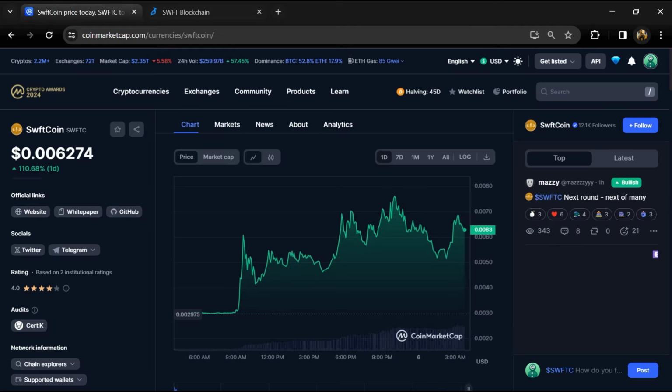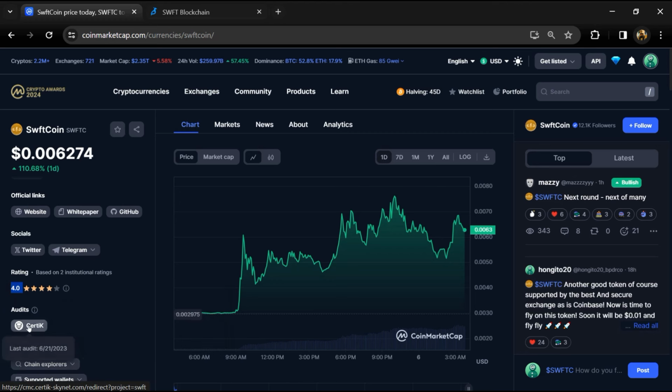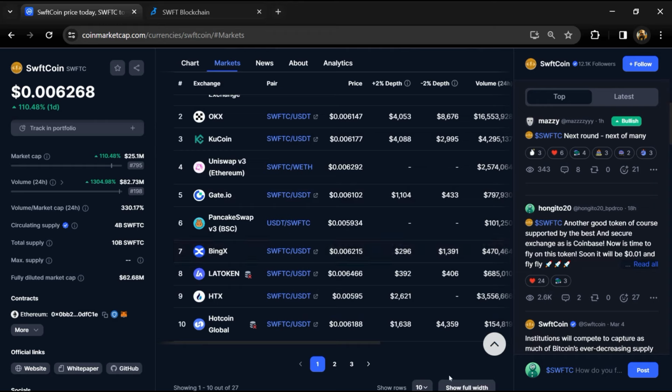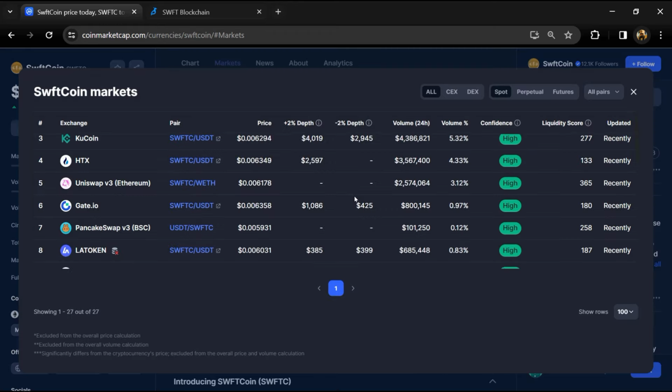Swift project institution rating is 4 and this project was audited by Certik. Swift token total supply is 10 billion and circulating supply is 4 billion SWFTC tokens. SWFTC token is listed on most popular exchanges like Coinbase, OKX, KuCoin, STX, Gate.io and other exchanges.